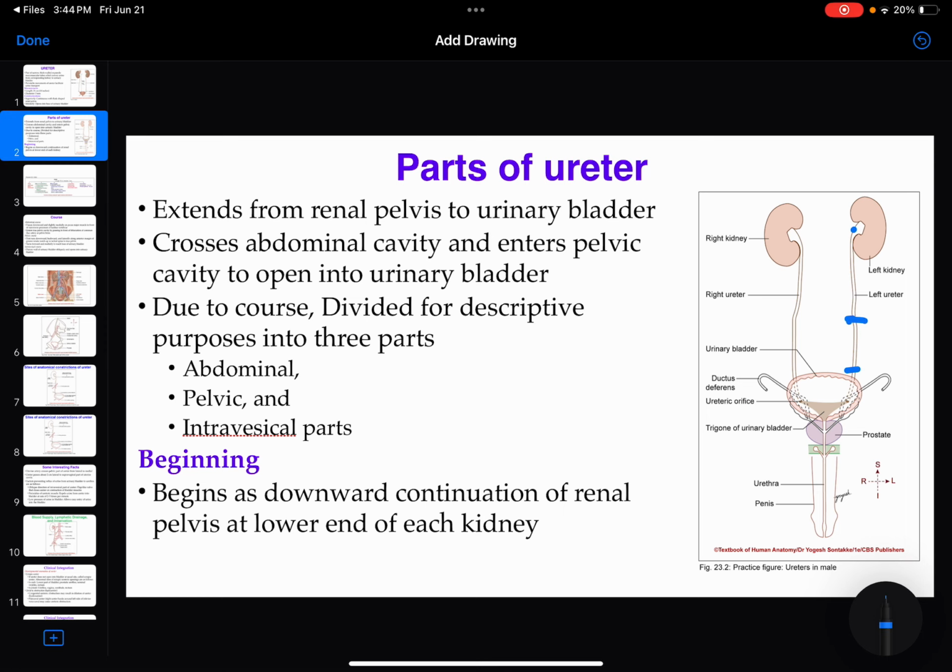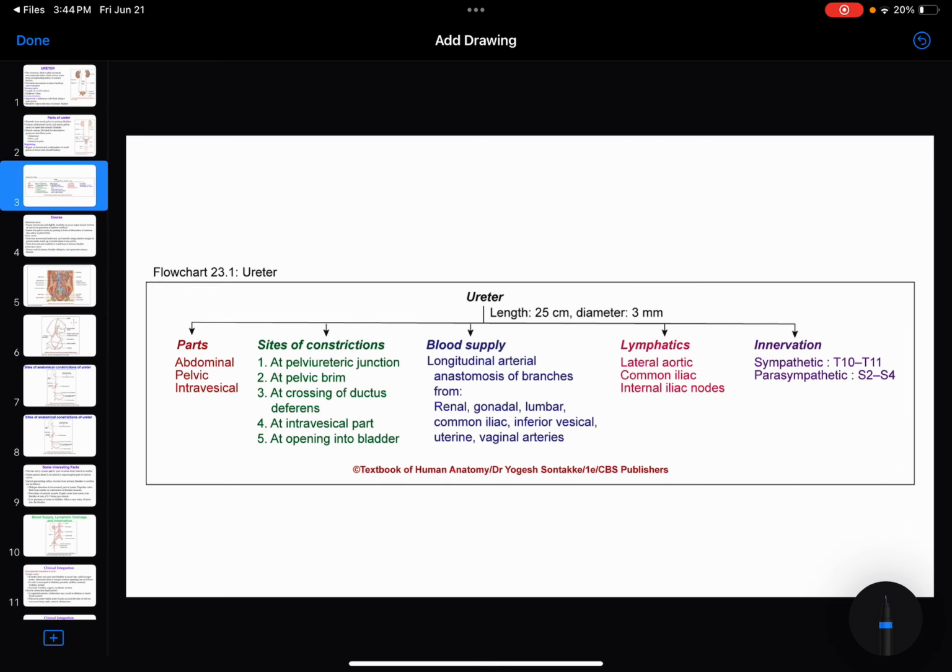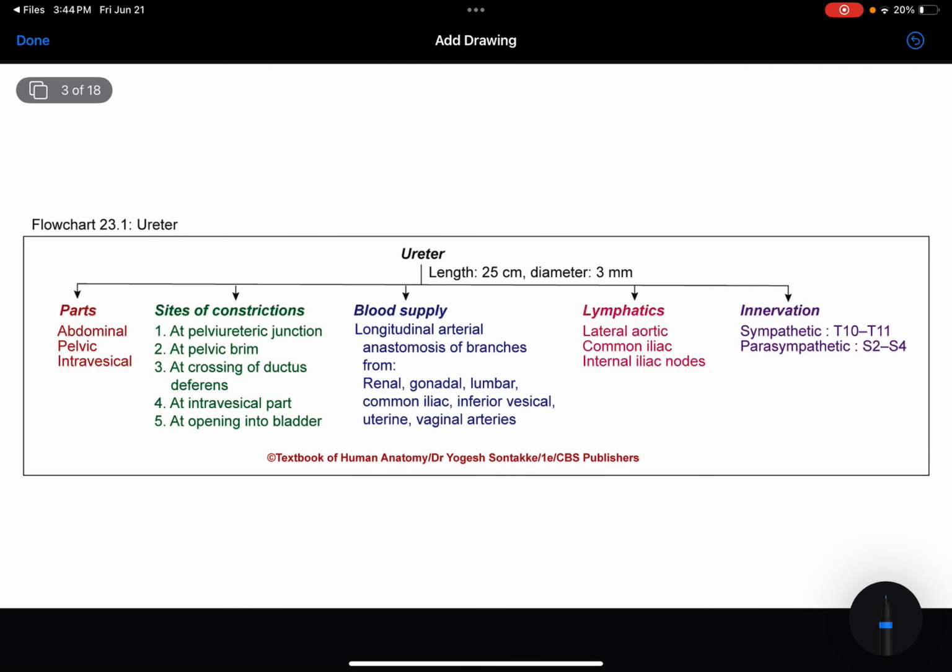So this is the summary of ureter. It has 3 parts: abdominal part, pelvic part and intravesical part. Abdominal part is inside the abdominal cavity. Pelvic part is after entering into the greater pelvis and into the lesser pelvis. Then intravesical is in the wall of the urinary bladder. Then there are constrictions, 5 constrictions. So we will learn about them.